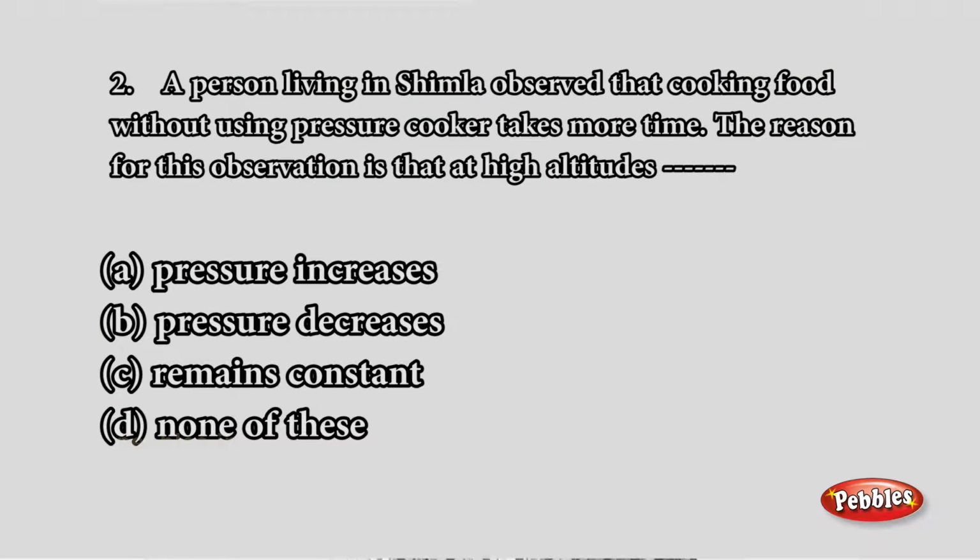Now, this question is based on the application of Boyle's law. The question reads: a person living in Shimla observed that cooking food without using a pressure cooker takes more time. The reason for this observation is that at high altitudes, and there are 4 choices given. They have illustrated the use of a pressure cooker at higher altitudes. Generally, we have to know the principle of the pressure cooker. But actually for cooking food, heat energy is required.